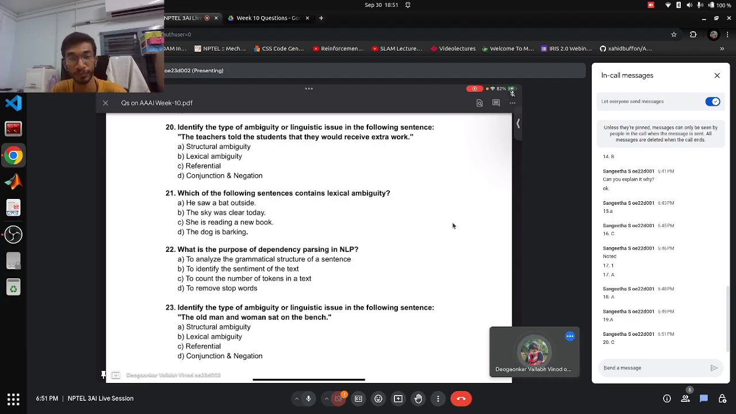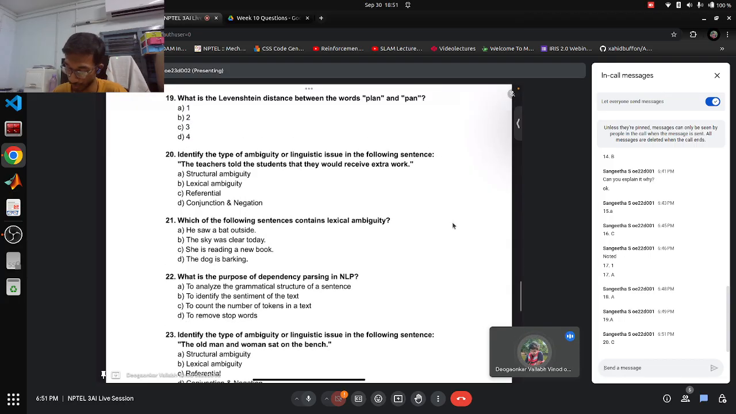Yes. So the answer for the 20th question is referential. The sentence says the teachers told the students that they would receive extra work. So the "they" here could refer to either the teachers or the students. The teachers could be having some extra work, maybe they are telling that the classes will be cancelled or something like that. Or it could also mean that the students are going to get extra work to help them improve.